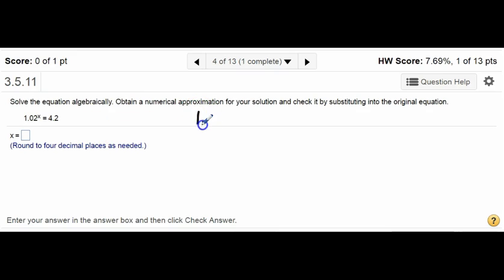So if I'm performing a log operation on both sides, then I'll have log of 1.02 to the x power equals log of 4.2. Now the reason we do this is because one of our log properties that we learned earlier lets us take the exponent and bring it out front to multiply instead.